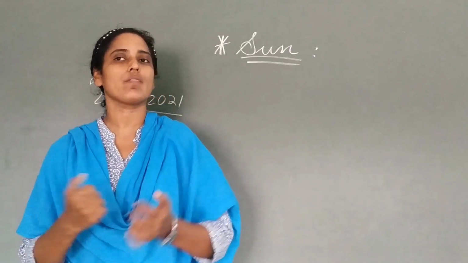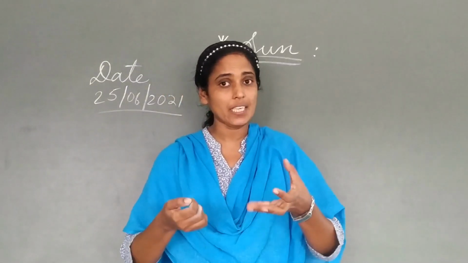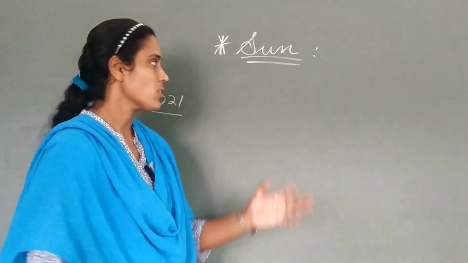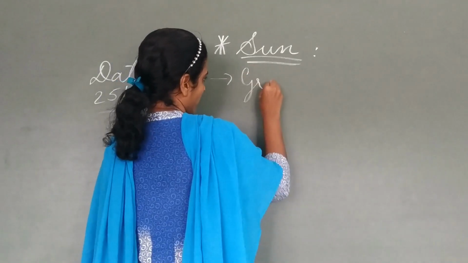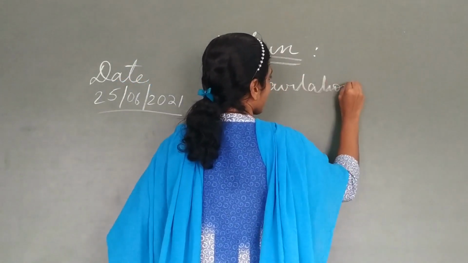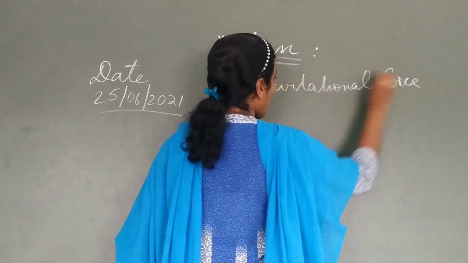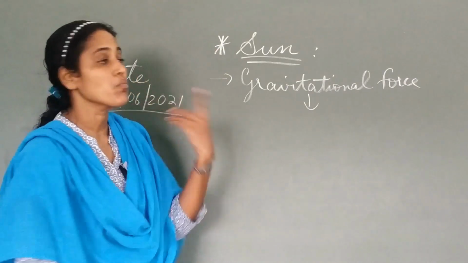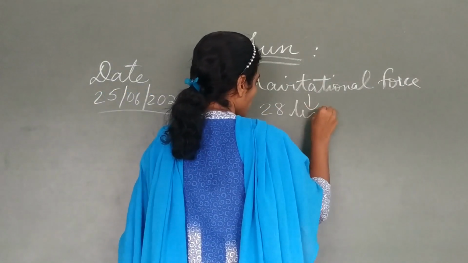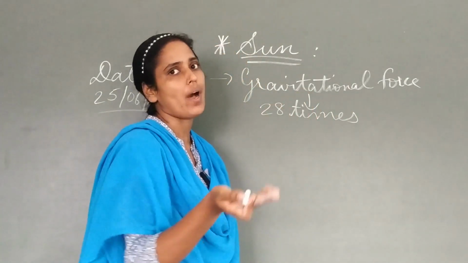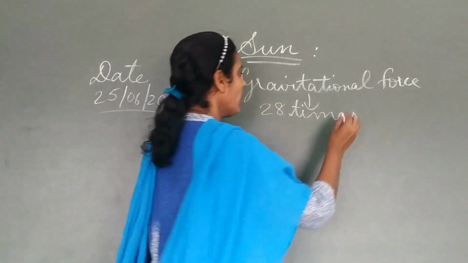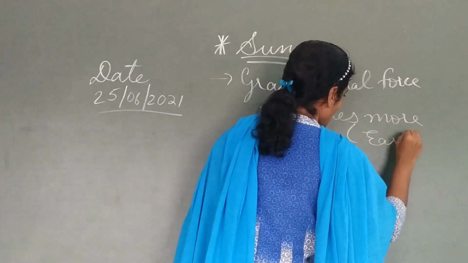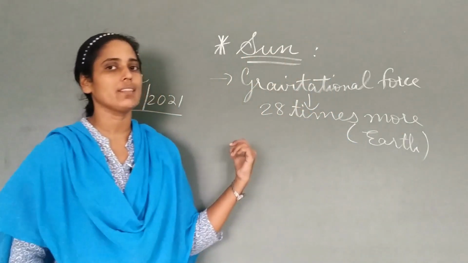Then the gravitational force of the sun. Students, you have studied this in science already. The gravitational force, that is the pulling down force. When you drop something, it comes down automatically. So the gravitational force of the sun, that is the gravity, is approximately, as we are in geography, 28 times more than that of Earth. Everything is approximately more than that of the Earth. Why? It's natural. Earth is a planet revolving around the sun. So we can see that the gravitational force of the sun is more than that of the Earth.